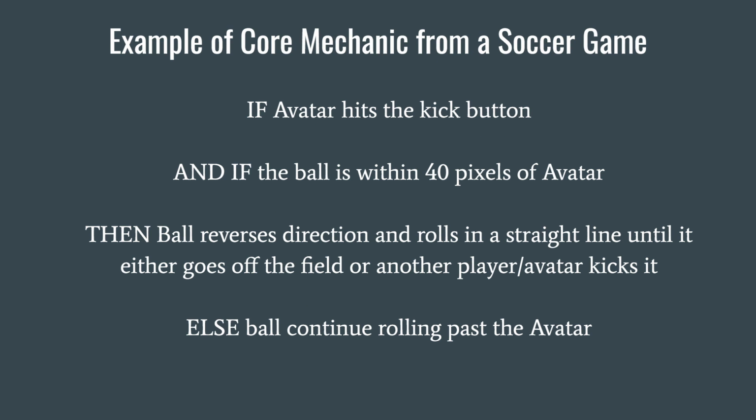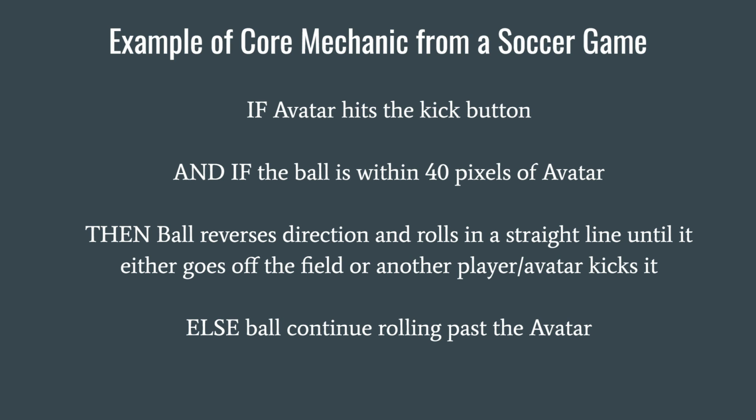One more example from a soccer game, since I know many of you make soccer games. If the avatar hits the kick button, once again, we start with a player trigger, right? A player action. The player hits the kick button. And if the ball is within 40 pixels of the avatar, you have to define that. You have to say the ball has to be this close to the avatar. It has to be right next to the foot, within 40 pixels.